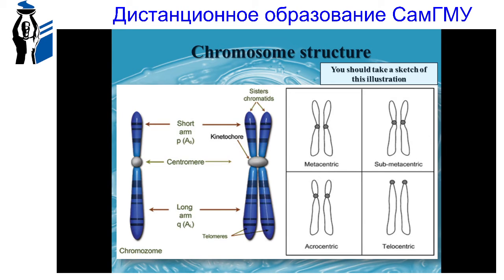And another type, telocentric, is very rare. Here, chromosomes have only one shoulder at each part of the chromosome. So not two shoulders, like for example here, but only one here and here.